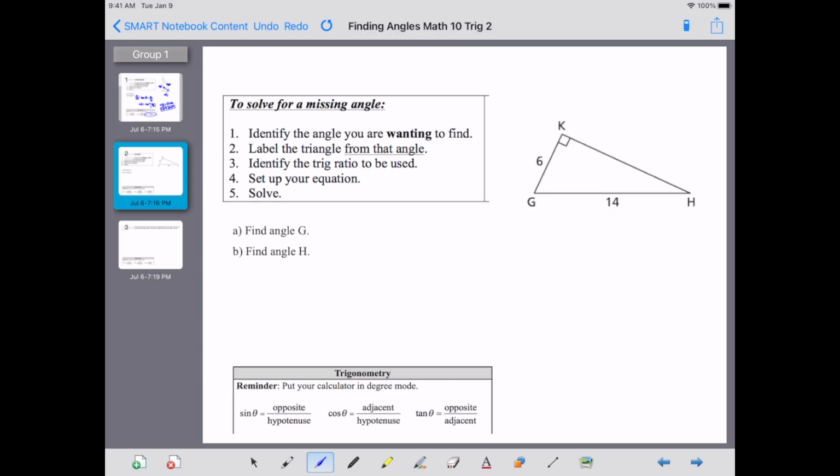All right, let's look at a couple other questions as it relates to finding missing angles. As you probably would have noticed, everything that we did in that first part used the tangent ratio, and we're not always going to be able to use the tangent ratio. So we're going to do the same process we did on the last page.